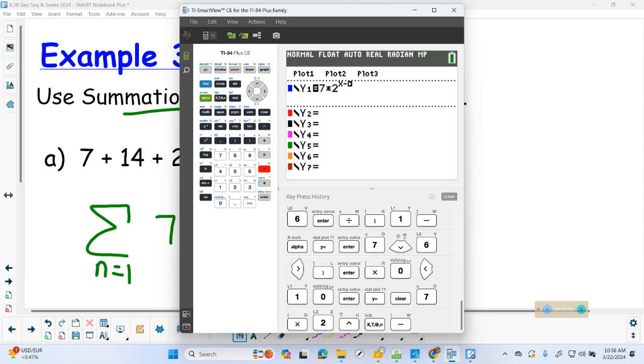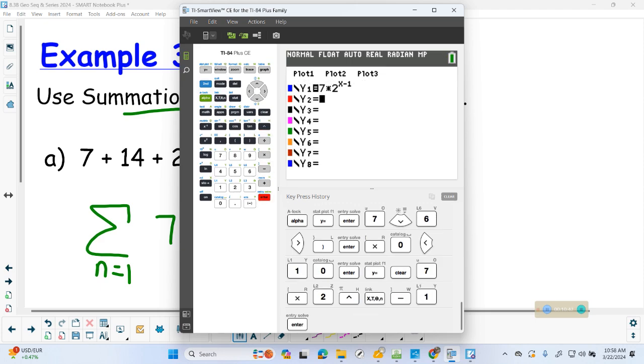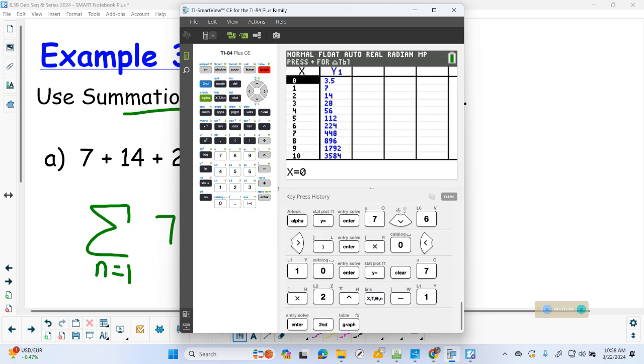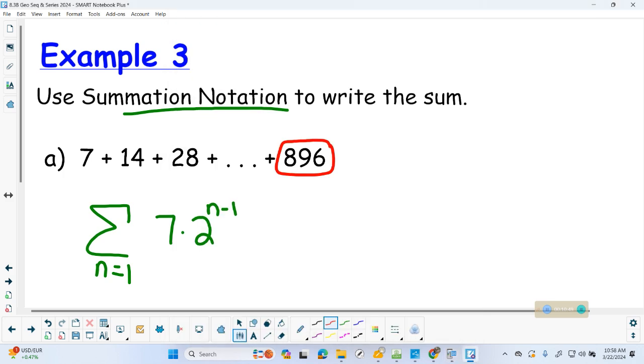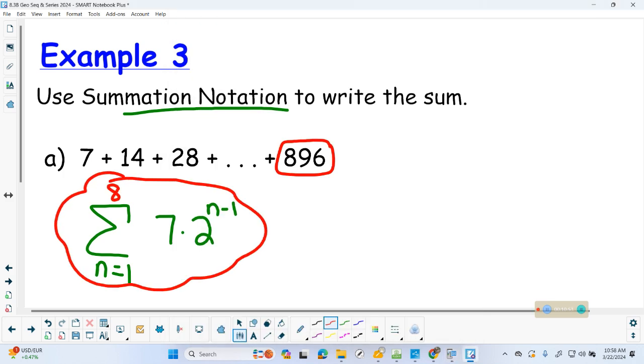Okay, pull up your table. Second graph. And we can see 896 clearly on the table. What term is it? 8. Okay. I'm going to put 8 on top. So that's the tricky part on this, is figuring out what term it is. So you might just want to make yourself a note, like how we figured out this was our 8th term. I'm just going to put a little note here. We used our graphing calculator table. Just so you know how we came up with the 8, you're going to have to be able to know how to do that. So we're going to practice that a couple more times, okay?